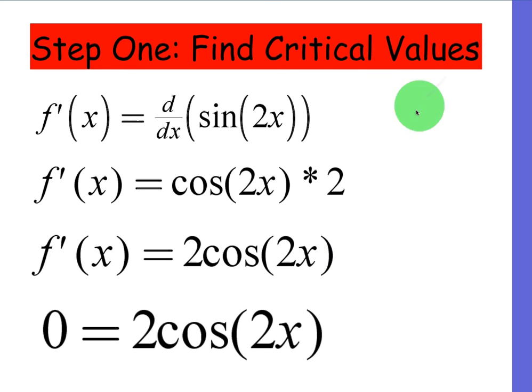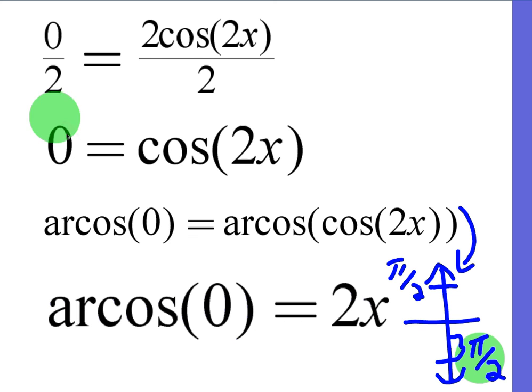Now, critical values occur where the derivative doesn't exist and where it equals 0. This exists everywhere on its domain, so we're only concerned where it equals 0, so we're going to set it equal to 0. Now, when we divide both sides by 2, we still get 0 equals cosine of 2x. So how do we solve it from there? Well, to get x by itself, we have to get rid of this cosine, so we're going to take the arc cosine of both sides. And now we have arc cosine of 0 equals 2x.